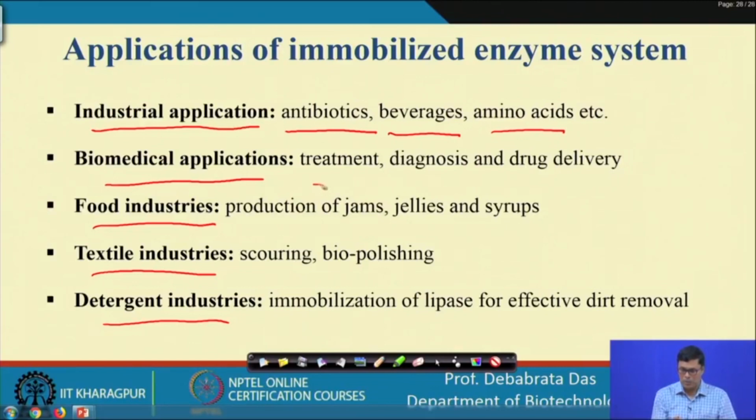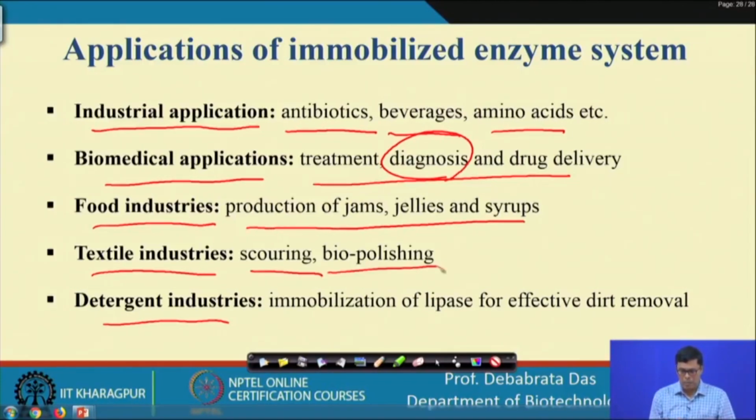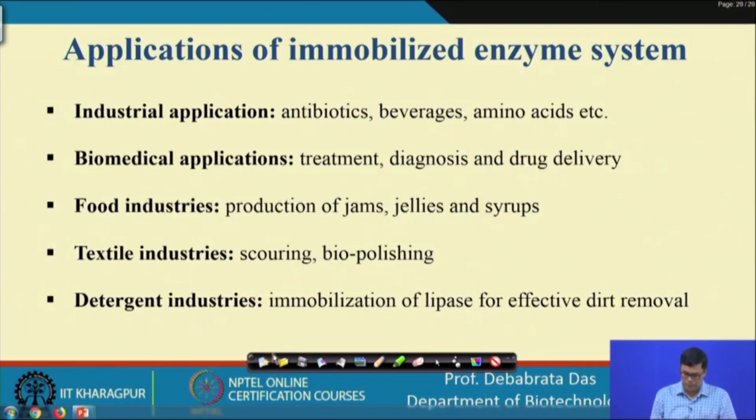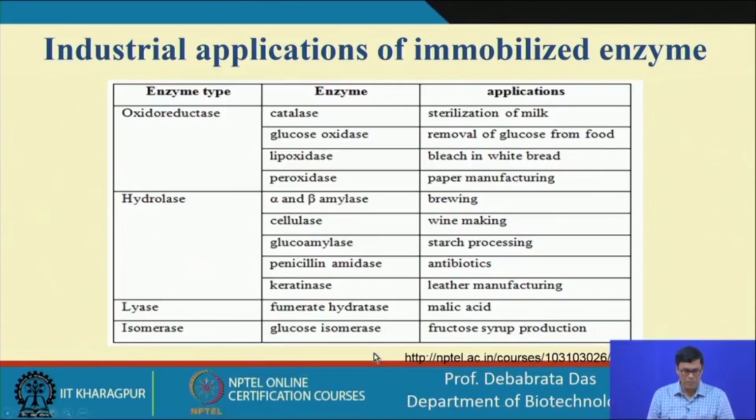Then biomedical applications, particularly in diagnostic and analytical purposes, are largely used. Suppose we want to find out a trace amount of any chemical present in the blood; that can be easily detected with the help of immobilization, with the help of a biosensor. Then in the food industry, we have jam, jelly and syrup. The textile industry covers biopolishing, and in the detergent industry we have lipase for the removal of dirt. Now this is the industrial application of different enzymes that we have.